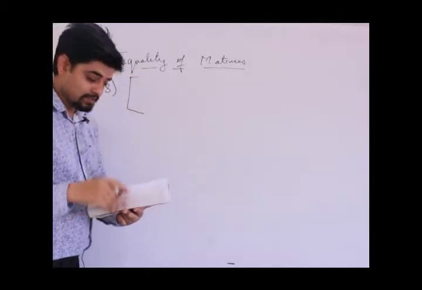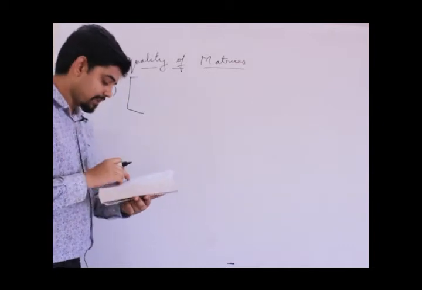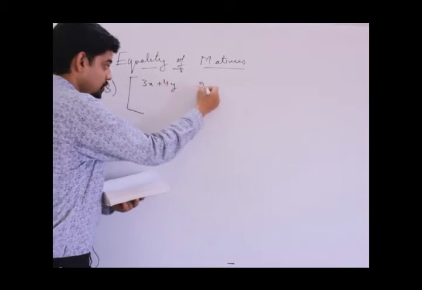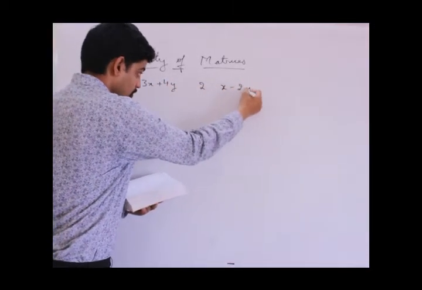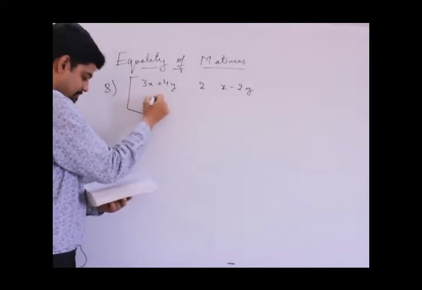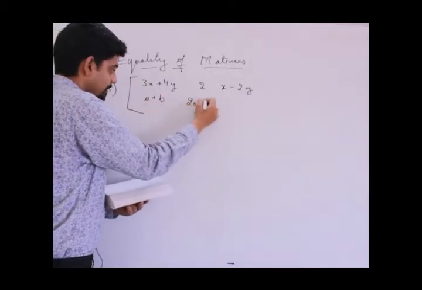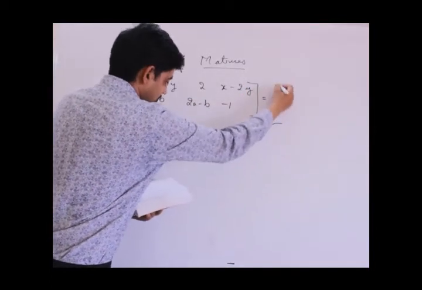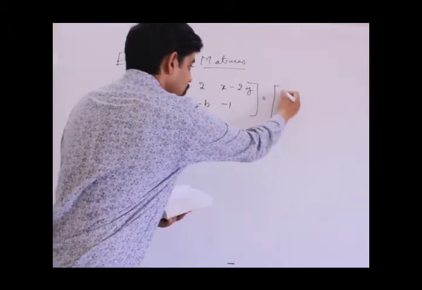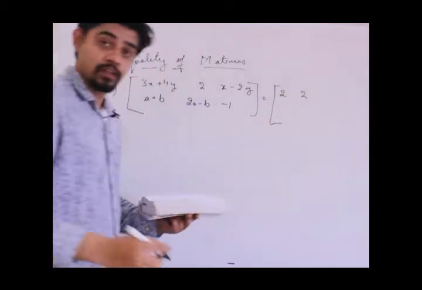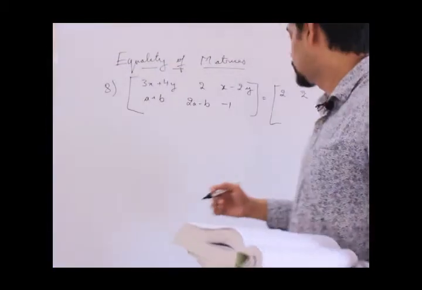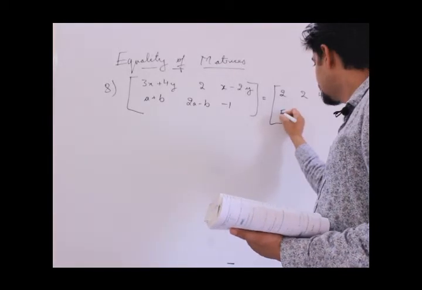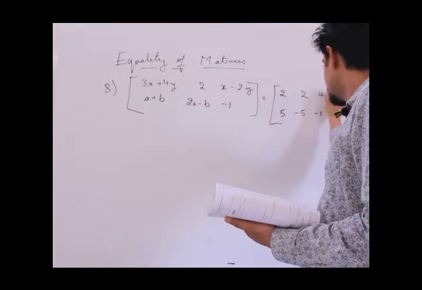find x, y, a and b if the matrix with first row 3x plus 4y, 2, x minus 2y, and second row a plus b, 2a minus b minus 1, is equal to a matrix which is given as first row 2, 2, 4, and second row 5, minus 5, minus 1.